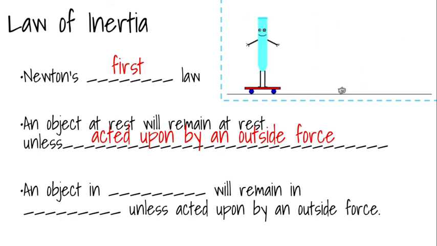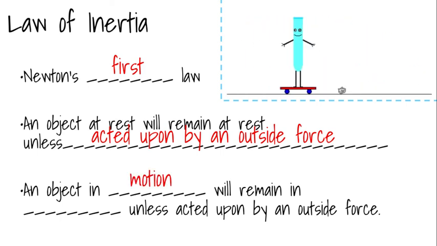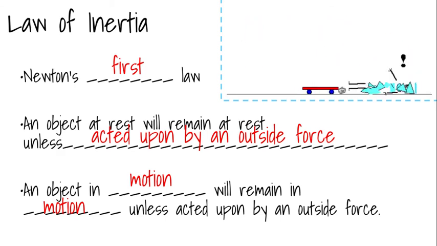The law of inertia also states that an object in motion will remain in motion unless acted upon by an outside force. Take, for instance, my blue friend here. He's on his skateboard. He's been skating all day, having the best time. Something stops him. It's a rock. If that rock was not there, he would continue moving. The only reason that he stopped moving is because his skateboard was acted upon by an outside force.